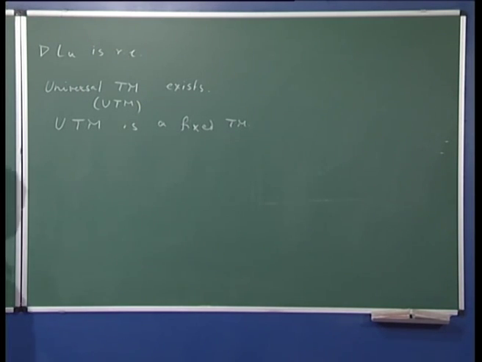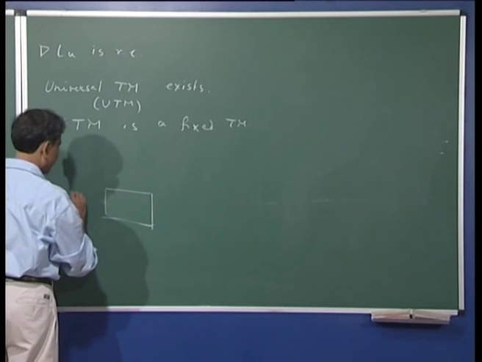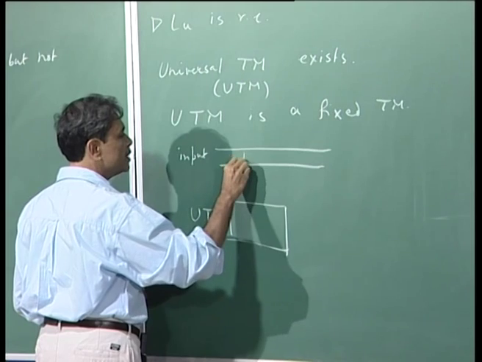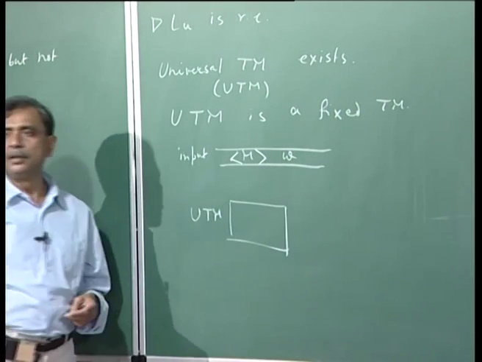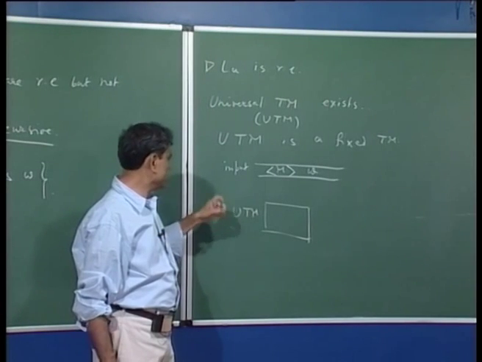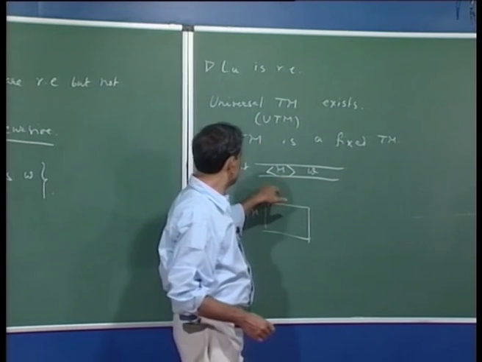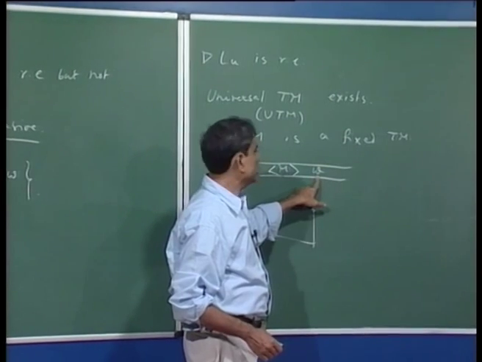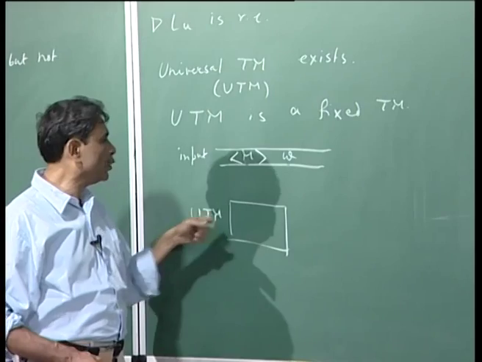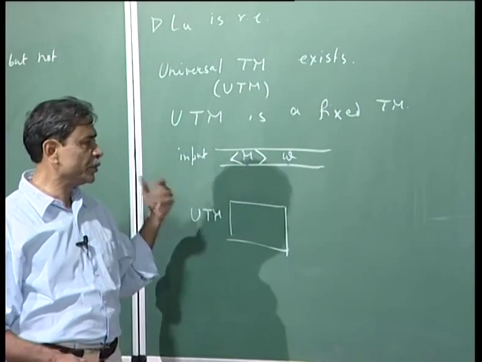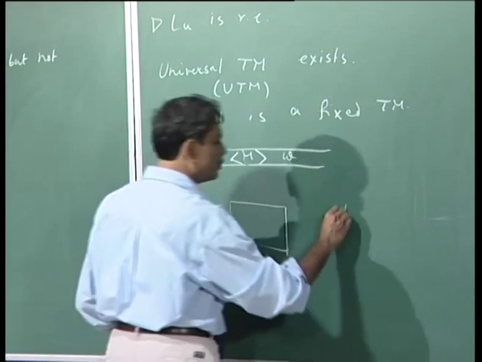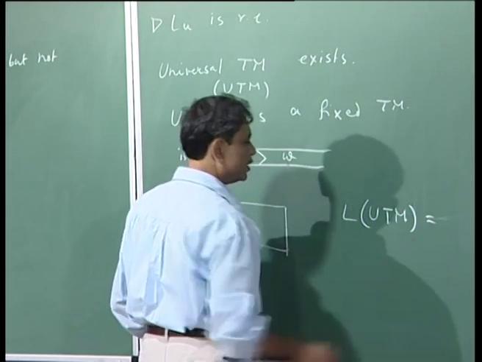On its input tape, two things will be given: the code of a Turing machine M and a particular string W. This UTM will simulate the working of M on W step by step. Because it is simulating M on W step by step, if ever M accepts W, the UTM will know that M would have accepted W and therefore it will accept its input, which was this pair M, W. So, the language accepted by the UTM, by the way we have described it, is clearly LU.